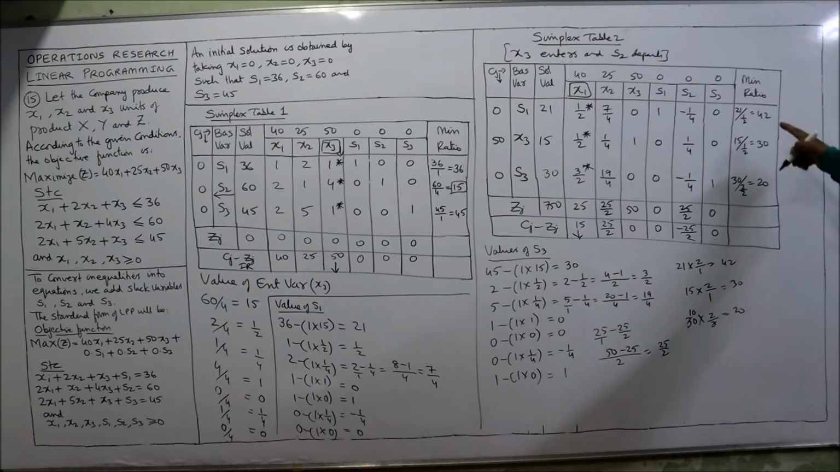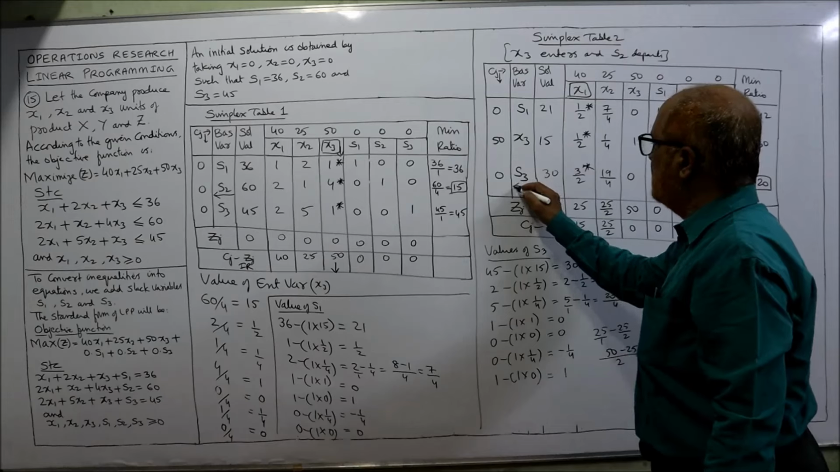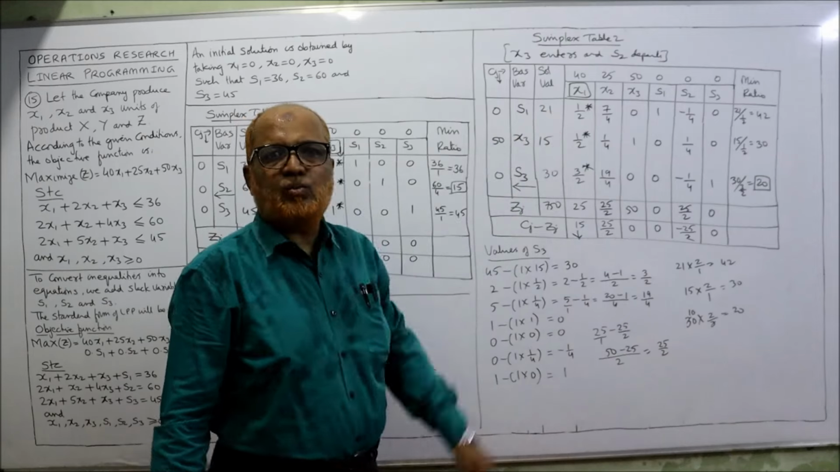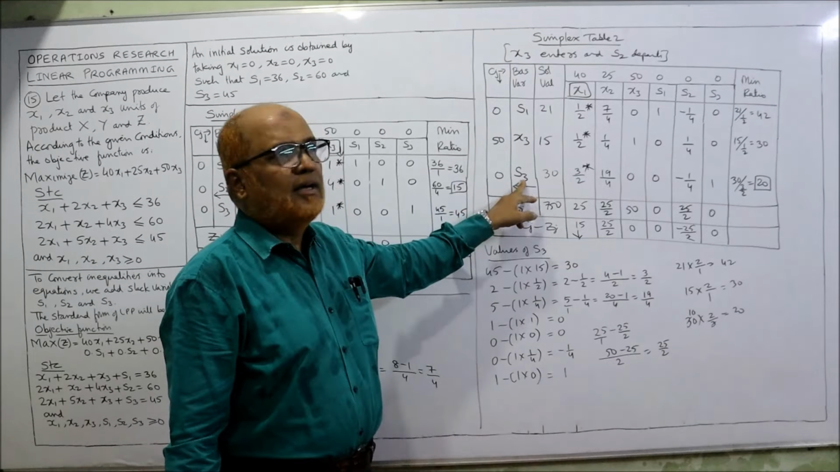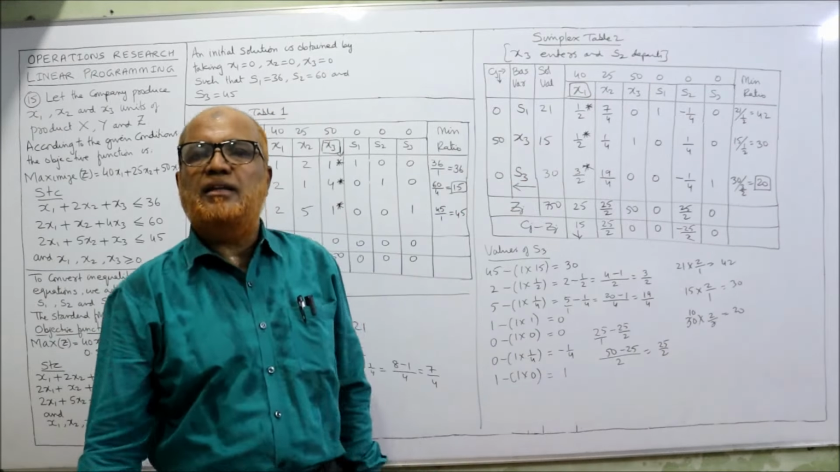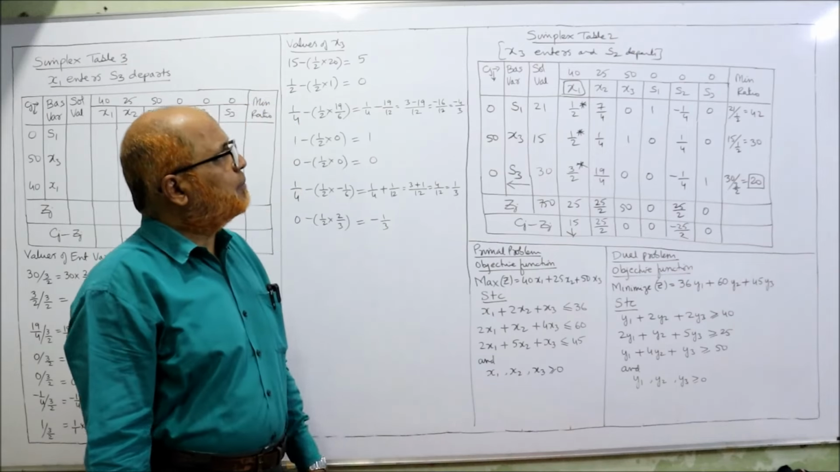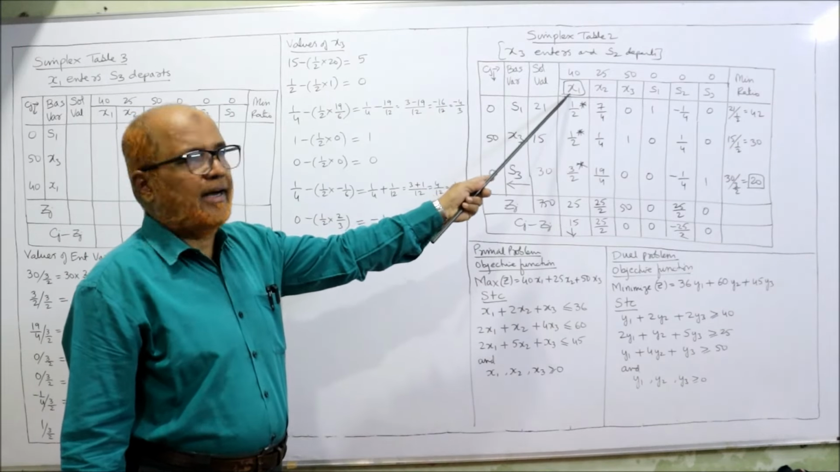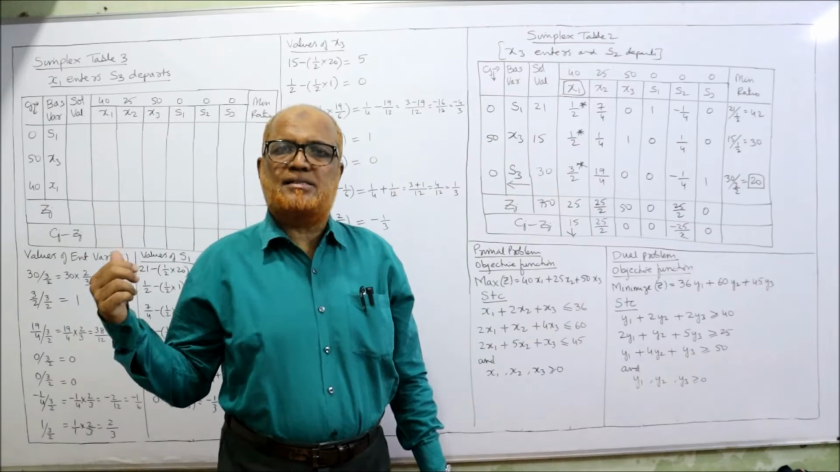Now the minimum among these is 42 or 30 or 20, whichever is minimum. 20 is minimum. For which variable? S3. So in the next table, which one will enter? X1 will enter and S3 will depart in the next table, that is simplex table 3. So in simplex table 2, we have seen X1 is going to enter and S3 is going to depart in the next table, that is simplex table 3.